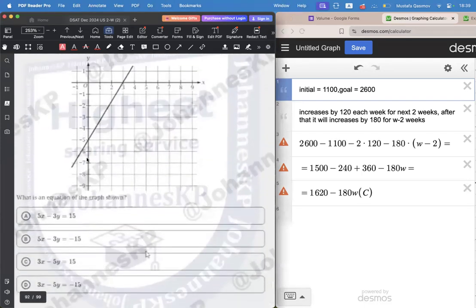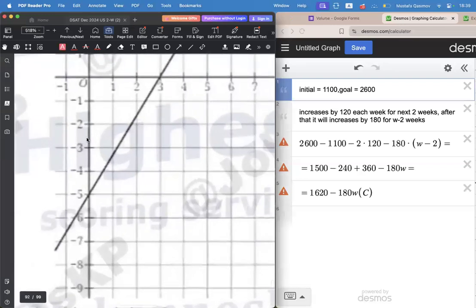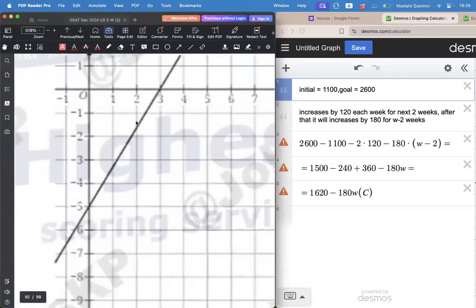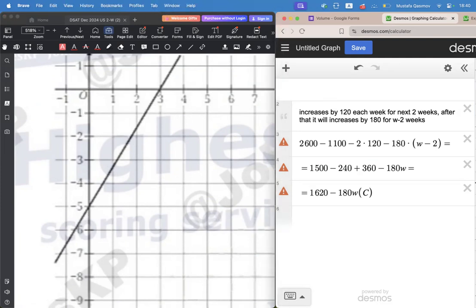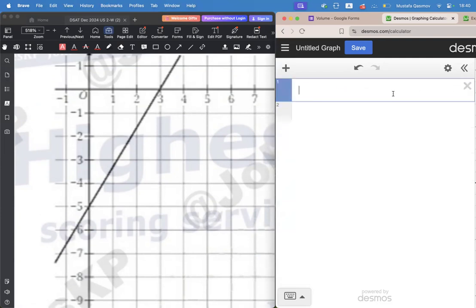Here, what's the equation of the graph? We must find slope first. Okay, we must find slope first. Slope is equal to rise over run, and rise is here 5. 5 over 3 will be our answer. So y is equal to 5 over 3x plus b. And b is value of this point, minus 5.